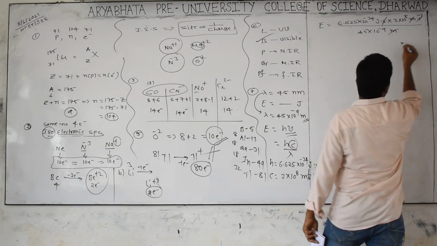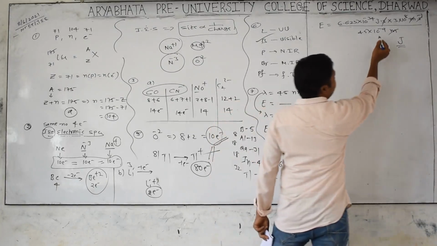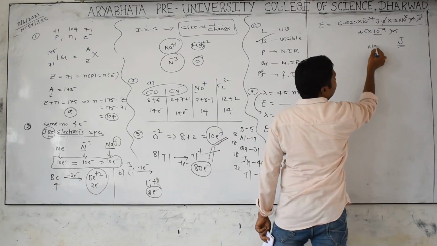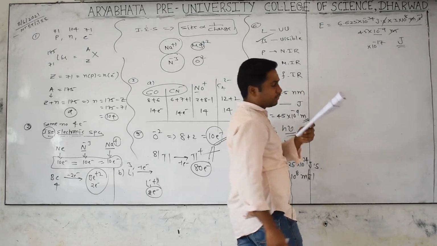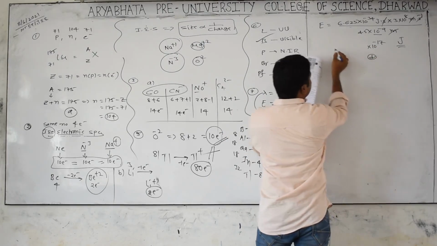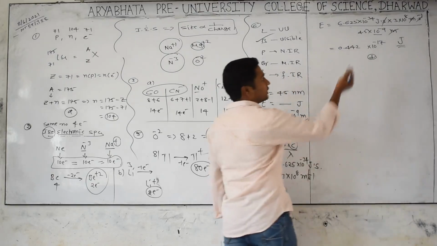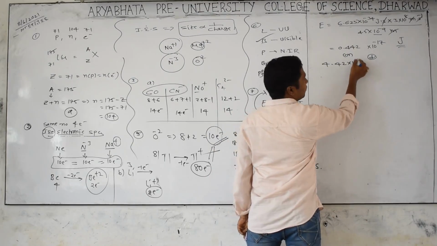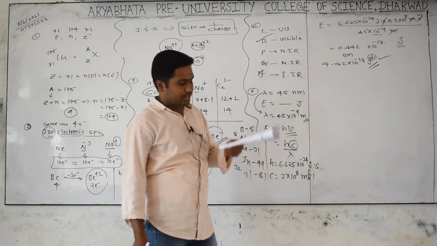Meters cancel, second inverse cancels, finally joules. You simplify these things, very simple. Minus 9 becomes plus 9, and we get 10 to the power of minus 17. You may get 0.442 into 10 to the power of minus 17, or we can write it as 4.42 into 10 to the power of minus 18 joules. Option D is correct. Is it clear? Yes.